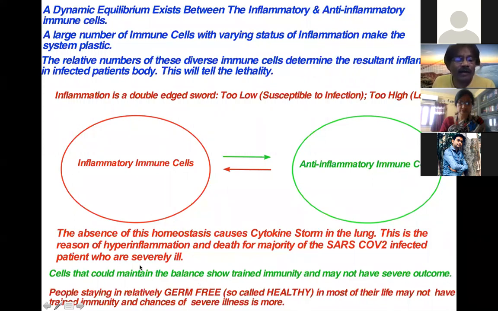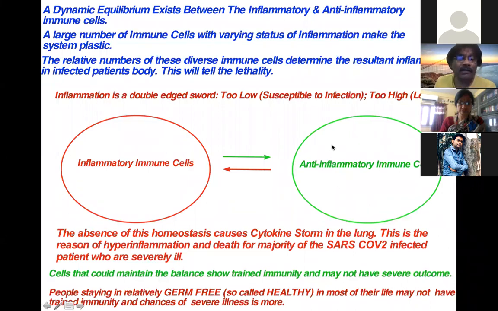Now it's a very interesting observation that people who stay in a relatively germ-free condition, the so-called healthy condition in the Western world, have very little of this balance. So this is the reason why in the USA, in Italy, in Europe there are more deaths than in India. In India a lot of infection is happening, but still the number of people dying is way less than in other parts of the world.